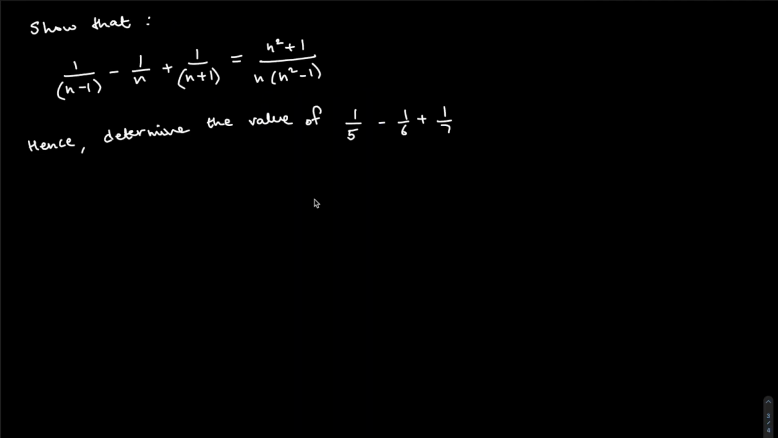It says show that LHS is equal to RHS, and then hence determine the value of 1/5 minus 1/6 plus 1/7. So, like I mentioned previously, we have an expression with only "hence". There's no "otherwise", so we have to use this to solve this. But we have a bit of leeway here because we're already given the answer.